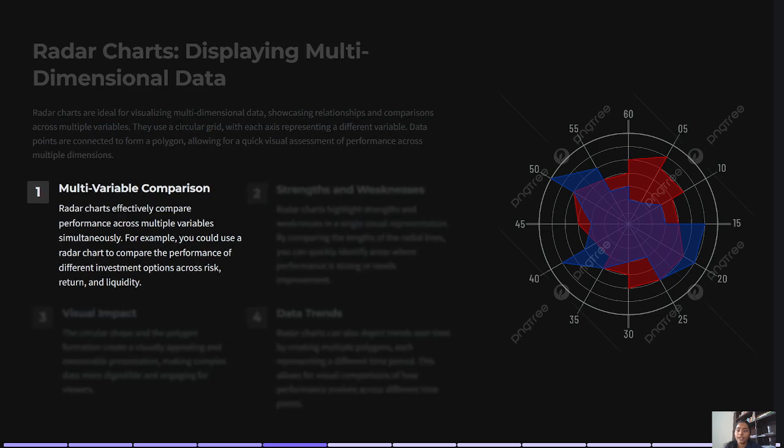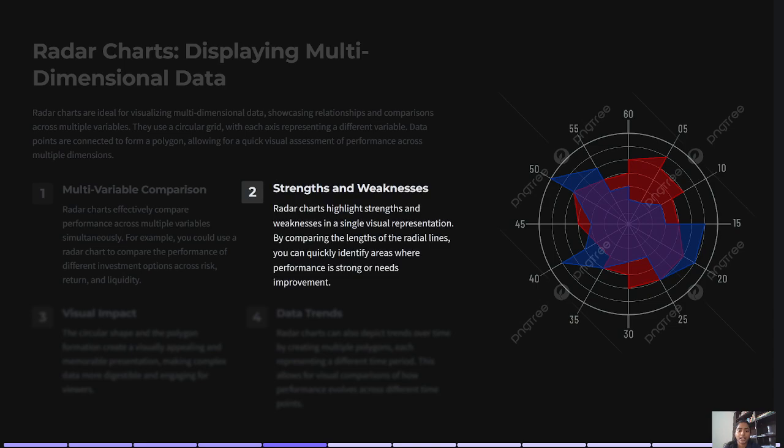Coming to the multi-variable comparison, radar charts effectively compare performance across multiple variables simultaneously. For example, you could use a radar chart to compare the performance of different investment options across risk, return, and liquidity. Coming to the strengths and weaknesses, a radar chart highlights the strengths and weaknesses in a single visual representation. By comparing the length of the radial lines, you can quickly identify areas where performance is strong or needs improvement.